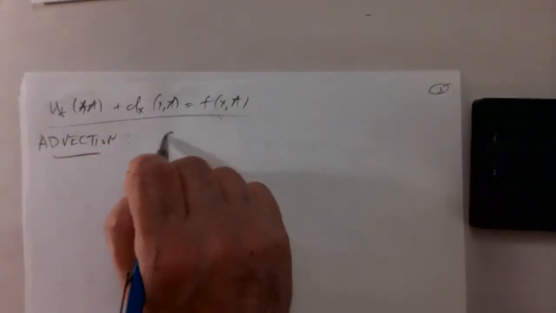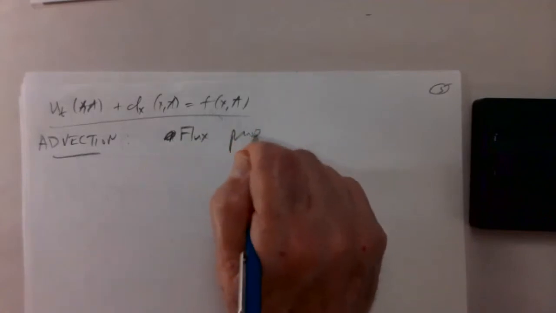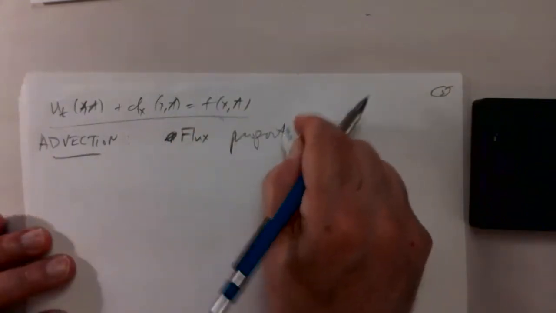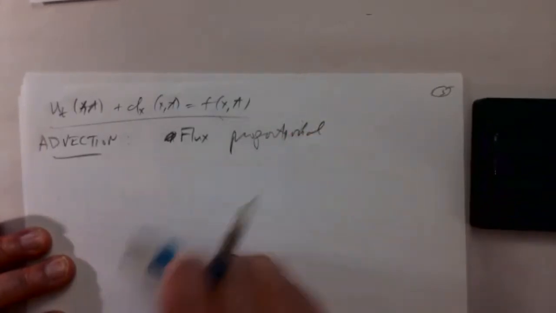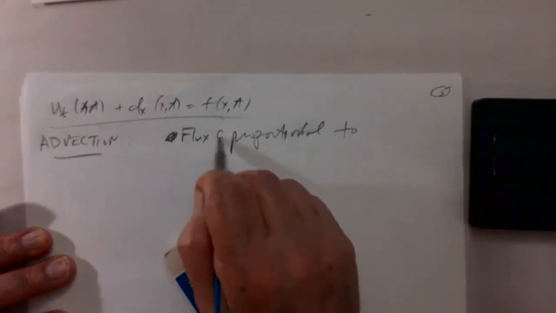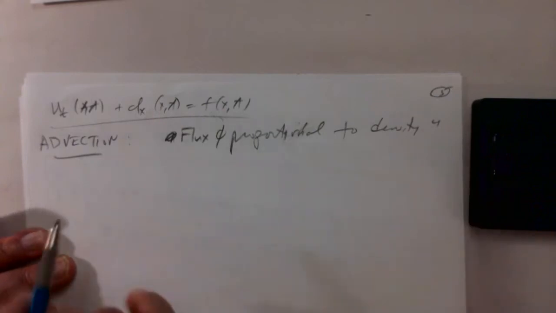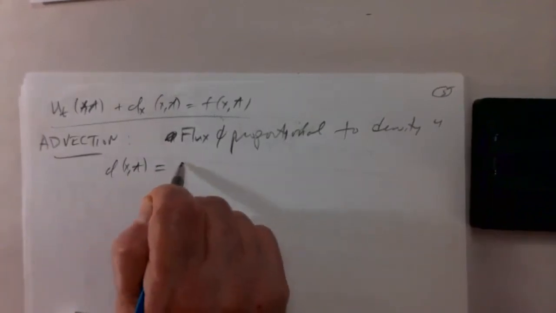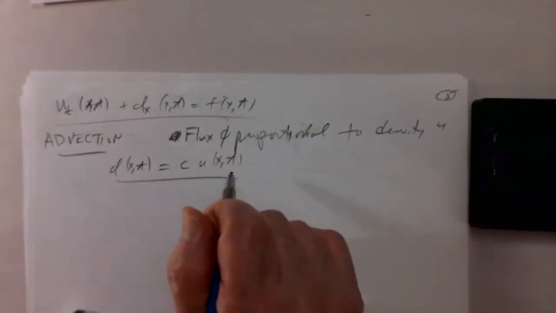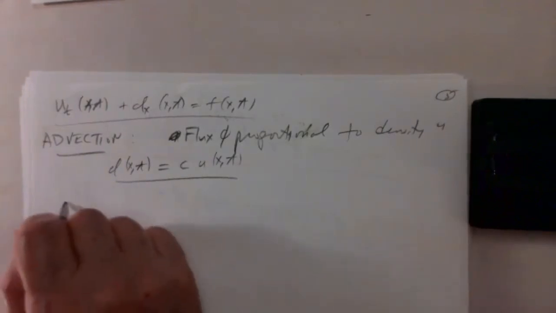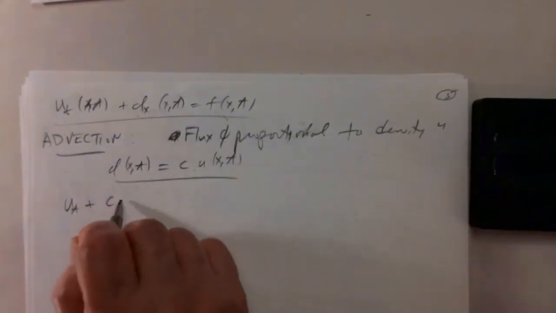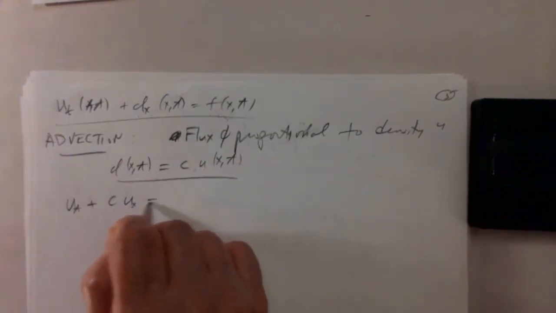So in this case, the flux phi is proportional to the density u. That means that there's some number c, such that phi of x t is some constant c times u of x t. And in that case, if we plug it into this equation, what we get is u sub t plus phi is cu. So we differentiate phi with respect to x, which means we're differentiating u with respect to x, equals f.